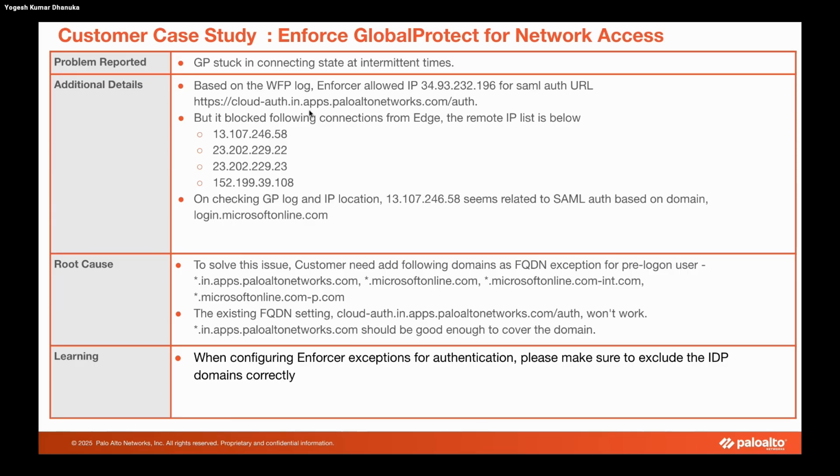So once the redirection happens to the cloud authentication service, that in turn redirects back to the original IDP, which in this case was Microsoft. So all these IPs belong to Microsoft, and those were blocked by the enforcer. And that's where the enforcer was blocking the GlobalProtect connection itself.